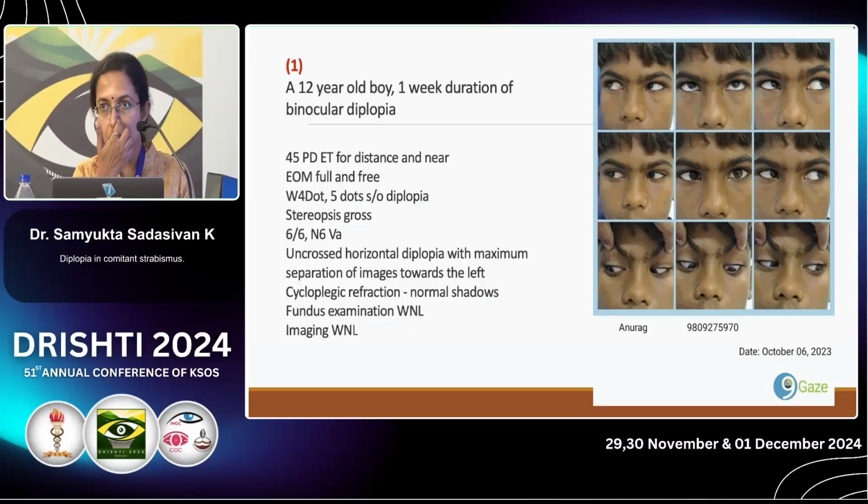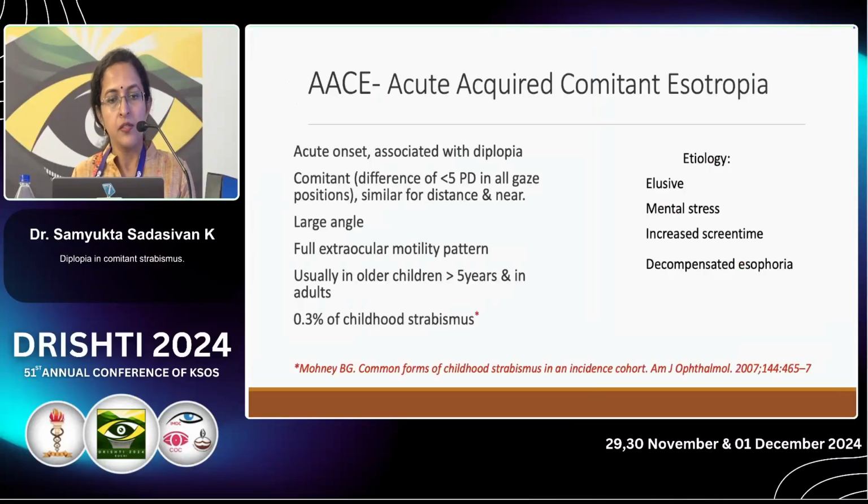His best corrected visual acuity was 6/6 and N6. Cycloplegic refraction was within normal limits. Fundus exam also suggested nothing abnormal. So this being a case of acute onset eso deviation, we went ahead with an MRI that turned out to be normal as well. So a diagnosis of acute acquired comitant esotropia was made.